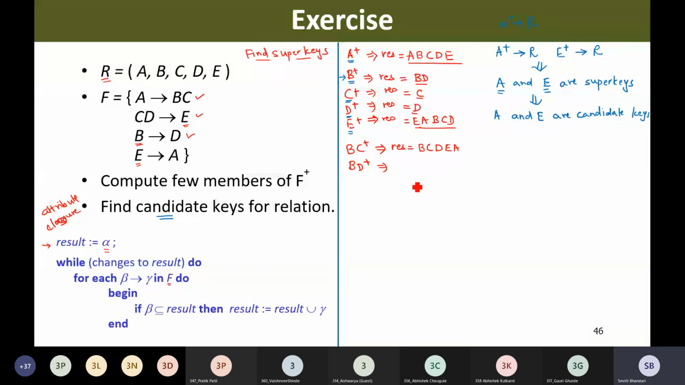What is BD plus? It is BD. It is simply BD. Am I correct? Yes, ma'am. Now, find out CD plus.